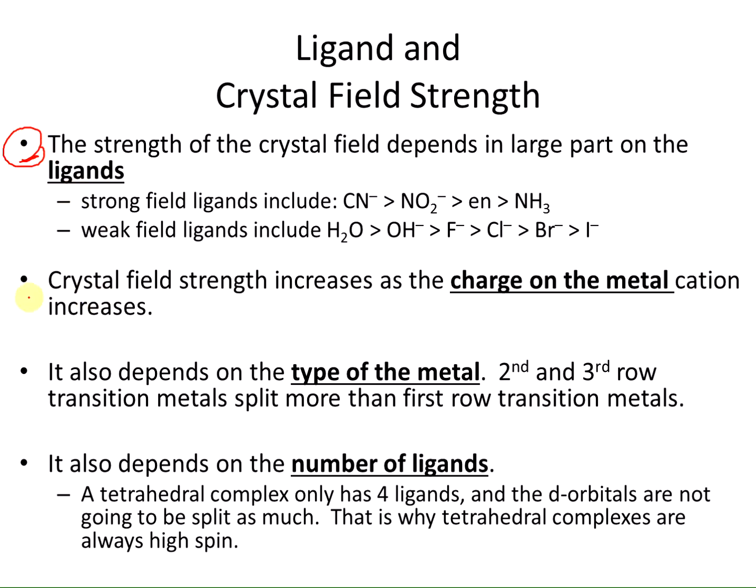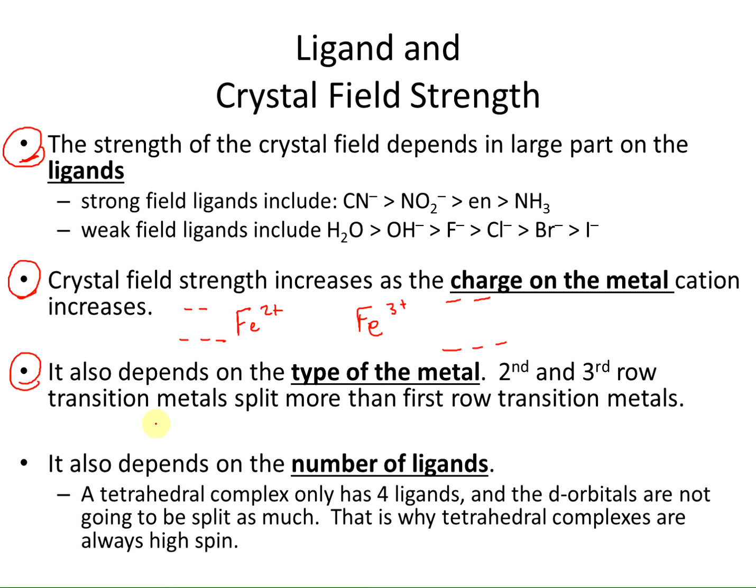Also, the charge of the metal ion will affect how much it's split. So let's say we have an iron 2 plus versus an iron 3 plus. The iron 3 plus will split the orbitals more than an iron 2 plus will. It also depends on the type of metal. So second and third row transition metals split the d orbitals more than the first row. So the further down on the periodic table you go, the more the d orbitals are split, so the bigger the energy gap.